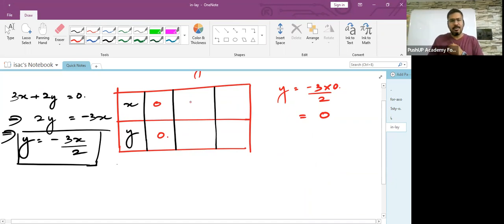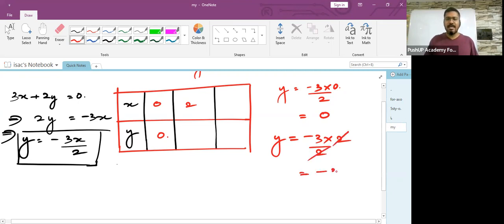Children, I will recommend you to take x is equal to 2. You know why? Because if I find the value of y, I'll be getting minus 3 by 2 into 2. You know what is going to happen next? 2 and 2 will get eliminated and the end result is going to be minus 3. And what is minus 3? It's an integer, isn't it? So plotting an integer will become easy for you when compared to plotting a decimal value or a fraction. So this is just a recommendation. I'm not forcing this concept on you.